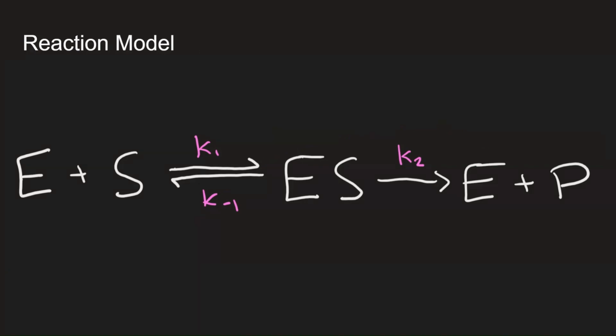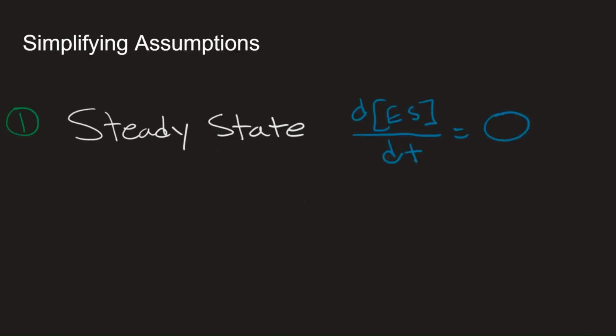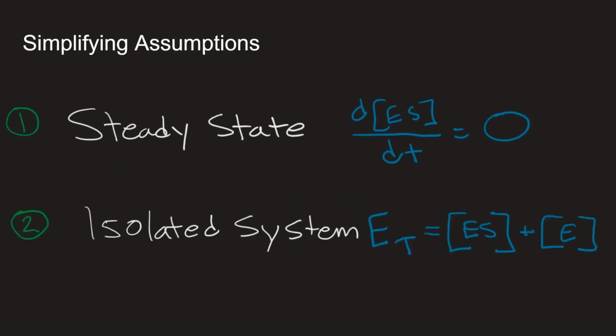So the challenge here is that it's really difficult to measure these rate constants, K1, K minus 1, and K2. So we use a few assumptions that make it easier to model. And the first is the steady state assumption, meaning the change in the ES complex concentration over time is zero. And the second is that we are in an isolated system. So however much total enzyme we put into the system will always be there in either an unbound or bound state. So we're going to apply these assumptions to our model and then derive the Michaelis-Menten equation.